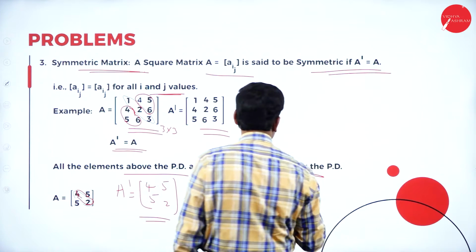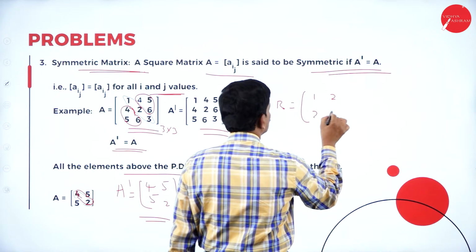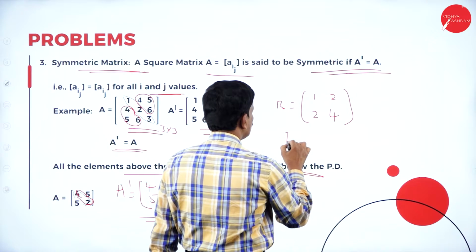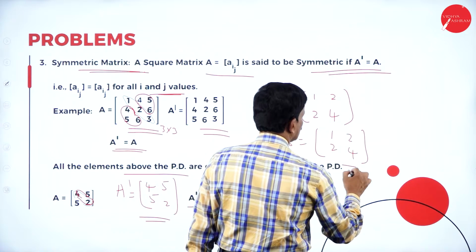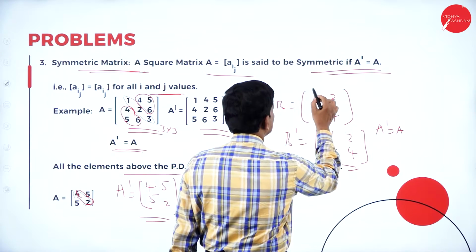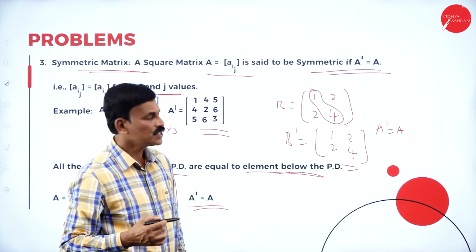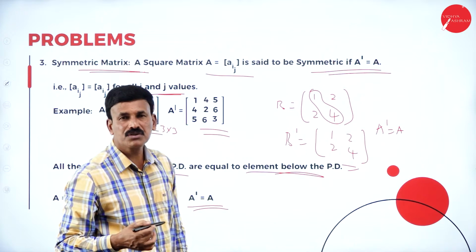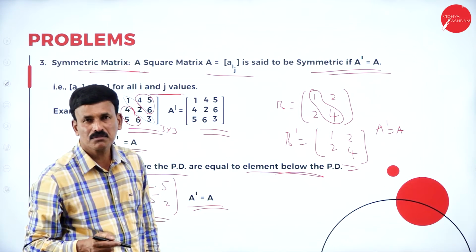Let us take one more example. If B is equal to 1 2 2 4, then the transpose of this, B dash, is equal to 1 2 2 4. That is A dash is equal to A. That is, all the elements above the principal diagonal are equal to those below the principal diagonal. So this type of matrices, such matrices are called symmetric matrices.